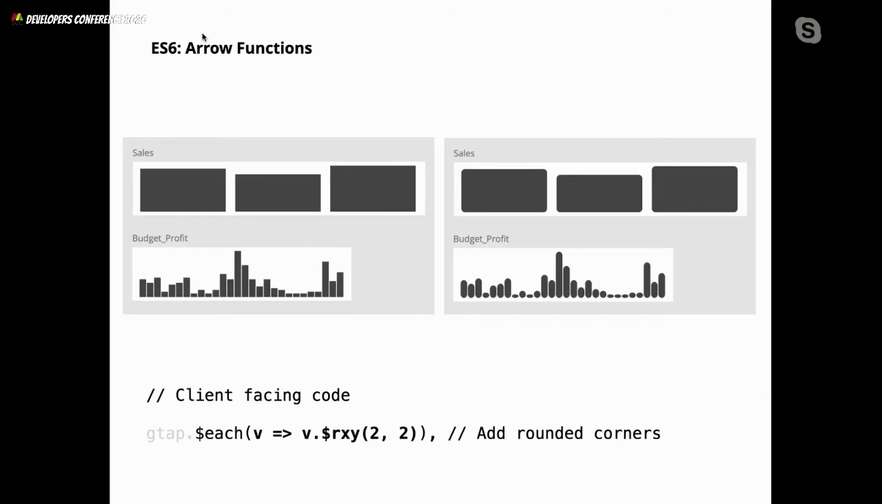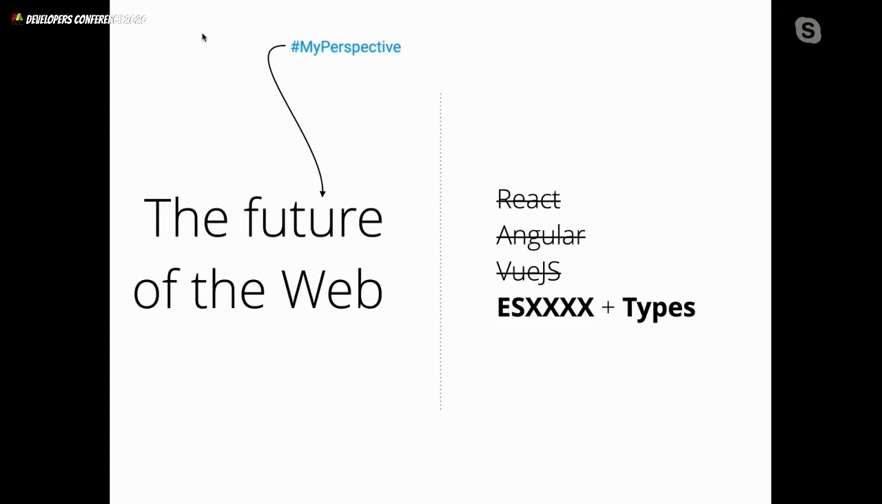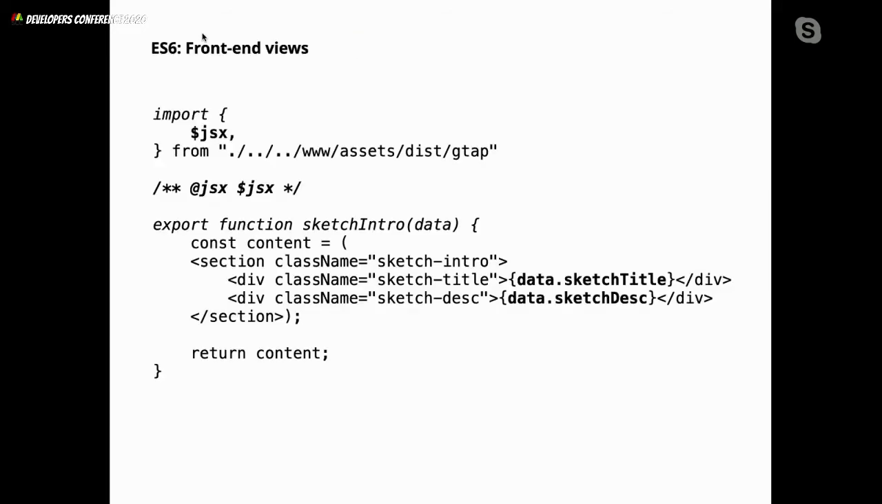My favorite feature, however, from JavaScript or modern JavaScript is arrow functions. With this one line of code, I can go from having square charts to rounded charts like this. So my perspective, the future of the web is TypeScript, is types, and JavaScript. I also didn't use React, as I said, but I am using Babel for JSX, and this is what it looks like for me, and I also created my own generator.